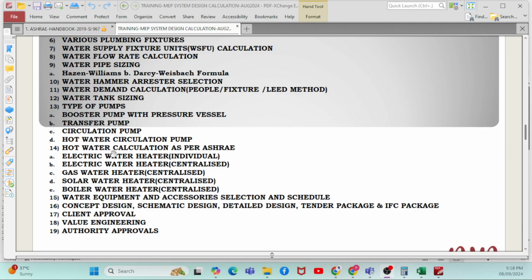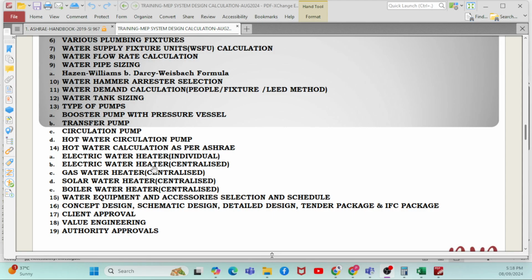Today we will start with the hot water calculation. The first one will be electric water heater individual. Then the second one will be electric water heater centralized. Then gas water heater centralized. Solar water heater centralized. Then boiler water heater centralized. So these are the different types of water heater equipment.